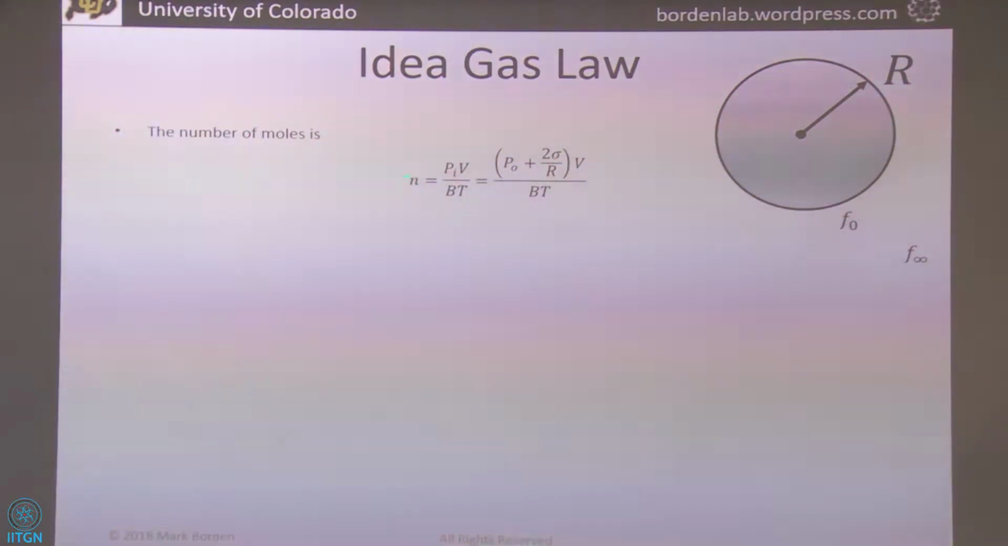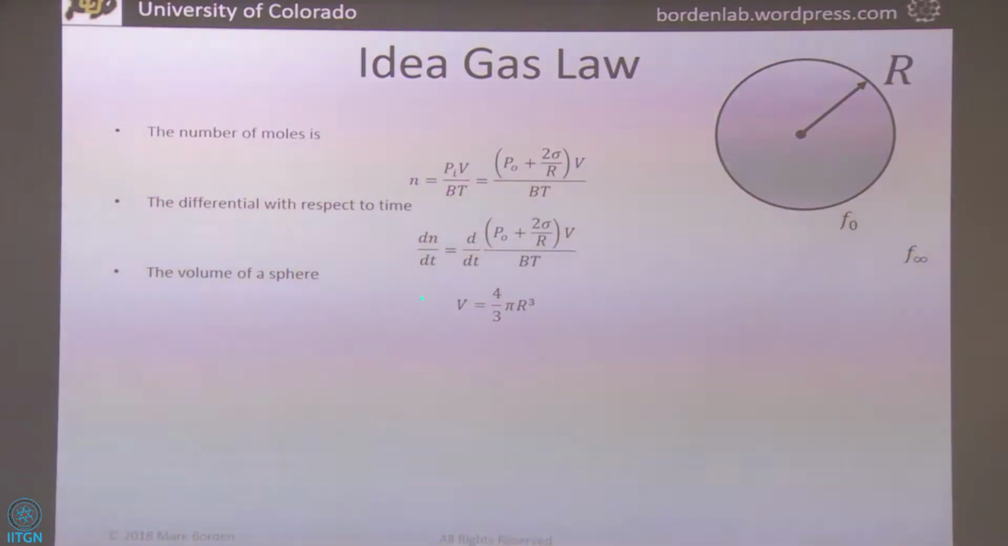Okay? So we apply the ideal gas law. n is equal to PV over RT, that's again the ideal gas constant times T. The pressure inside the bubble is P naught plus 2 sigma over R, hydrostatic pressure plus Laplace pressure, times volume over RT. And you can differentiate that with respect to time. You differentiate both sides with respect to time. We add the volume of the sphere here. We plug this in, 4/3 pi r cubed in here. And this is what we get.